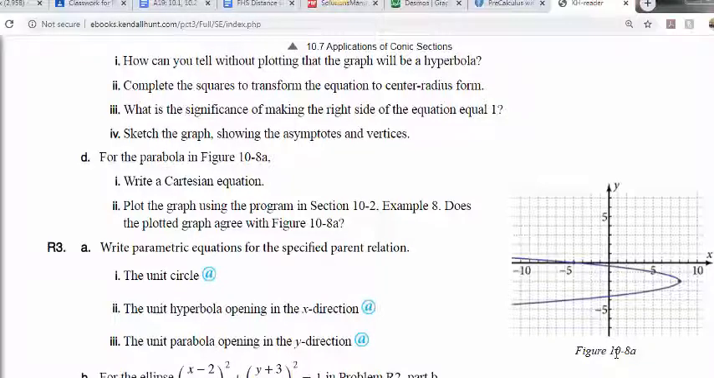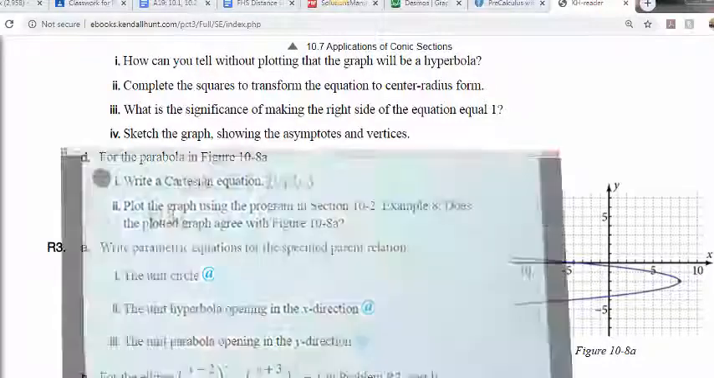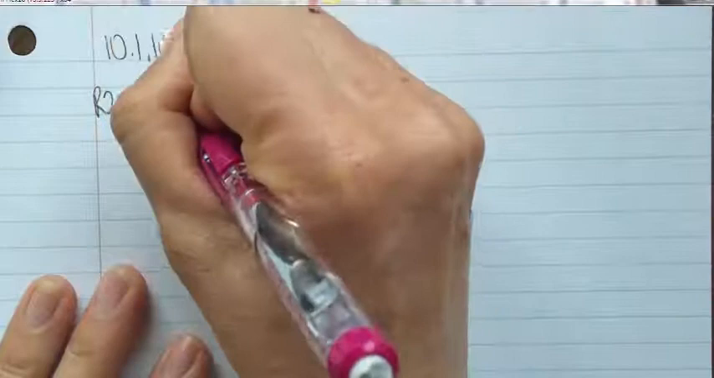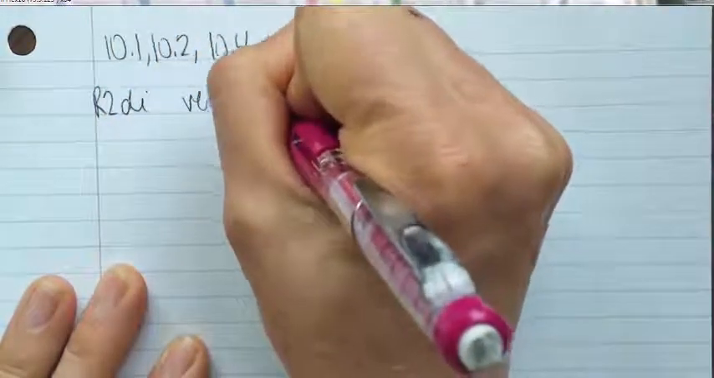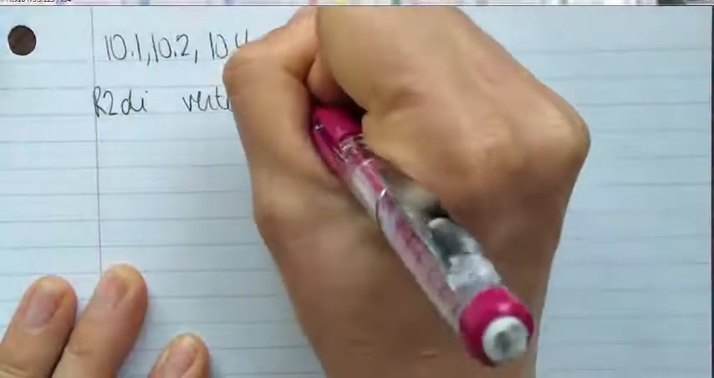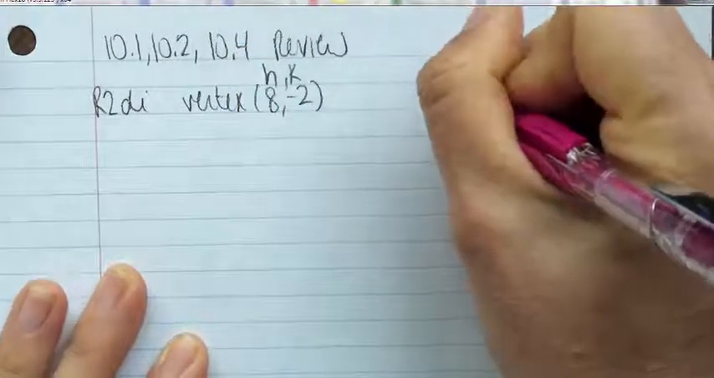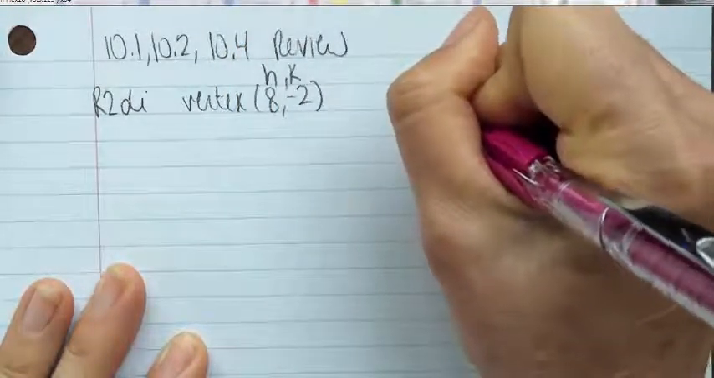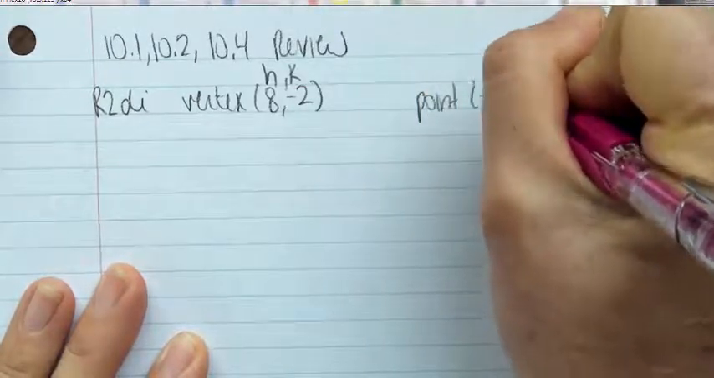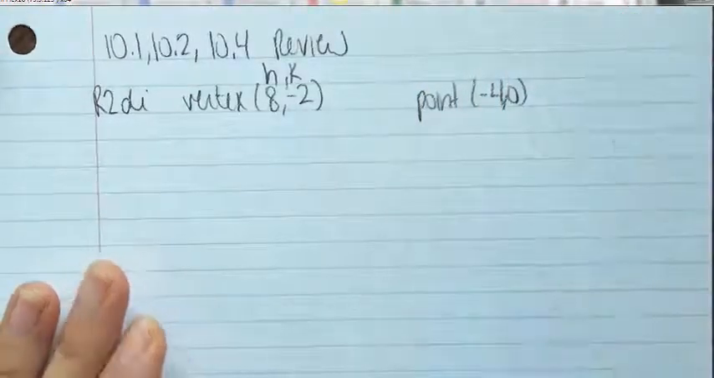Now, when I look at this parabola, I notice that, first of all, it's opening in the x direction. So it's not opening up or down. It's opening on its side. It's got a vertex at (8, -2), and it's got an x-intercept of (-4, 0). So I'm going to write that stuff down. So that's always my h and my k. It's also got another point, (-4, 0), which is going to help me.